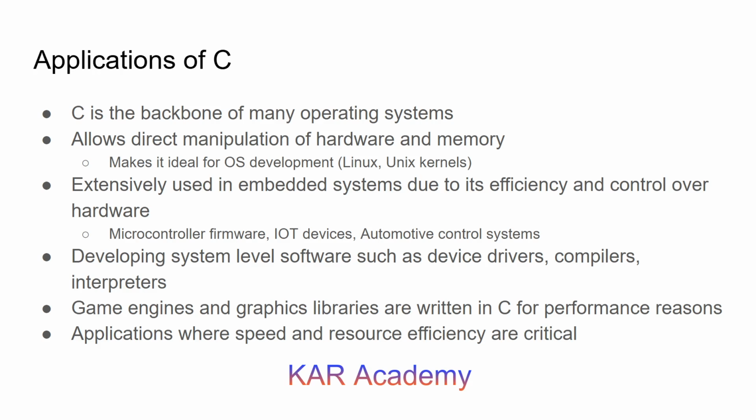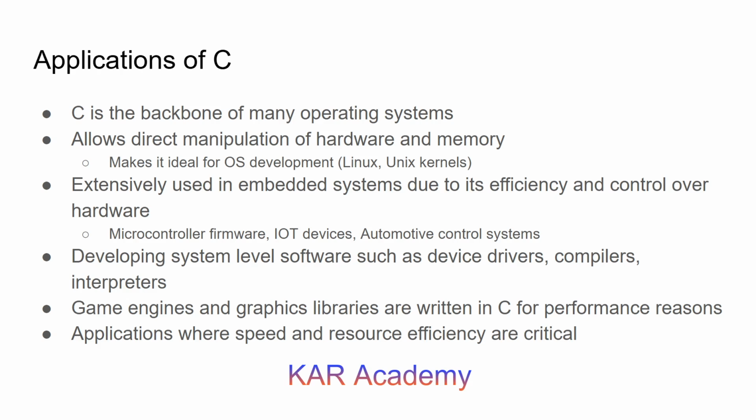C programming is the backbone of many operating systems. There are many operating systems that are written in C. The main reason is that C programming allows direct manipulation of hardware and memory. What it means is you can access the hardware memory and also the peripherals directly in C using pointers and also memory mapped IO. This makes it ideal for developing operating systems such as Linux and Unix.